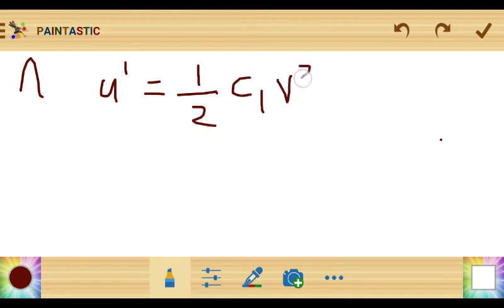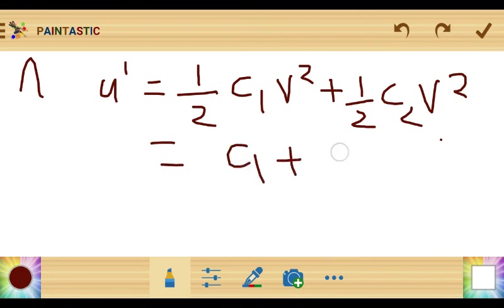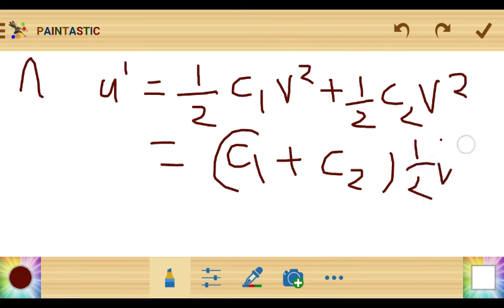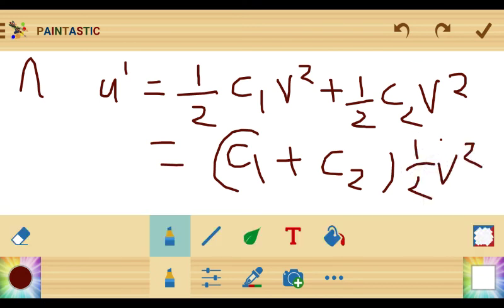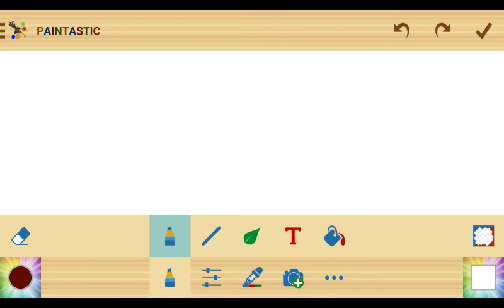C1 V square plus half C2 V square, because once you join, the potential becomes V and the capacitance will not change. So V square, you can simply take out C1 plus C2, and you can take out half V square. Or you can write simply half in front of it. It is a long derivation, so we have to go that way.